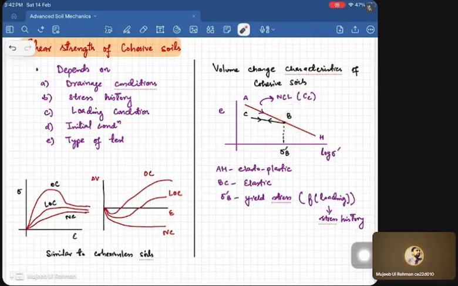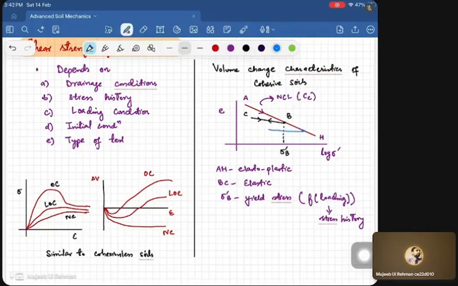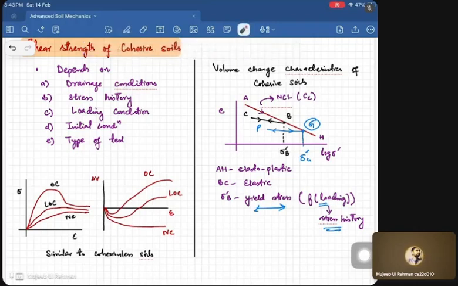Now, for example, if we take another point and start unloading there, again it will follow some path. Let's assume it is G here, it is P here. It will go here and come back. Now the stress corresponding to G, sigma dash G, will be the new yield stress for the soil. So this yield stress is not a constant term. It's a function of the stress, or we can say a function of the loading. It is not a constant value for the soil. It actually changes and depends upon the stress history.